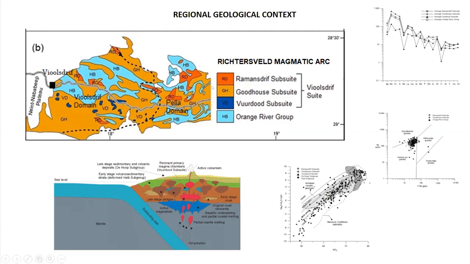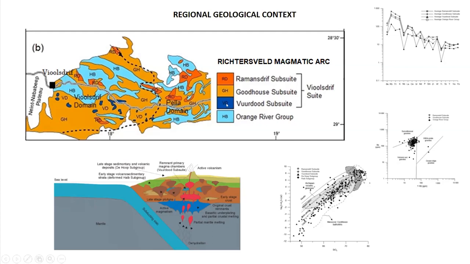And the Richtersveld magmatic arc has typical calc-alkaline geochemical trends. So all previous studies suggest that it was formed in a continental subduction zone tectonic setting, like the modern Andean arc, where you have ocean crust subducting beneath a thick continental crust.